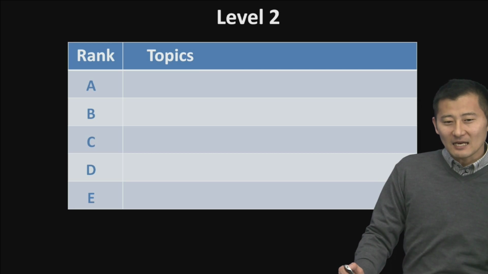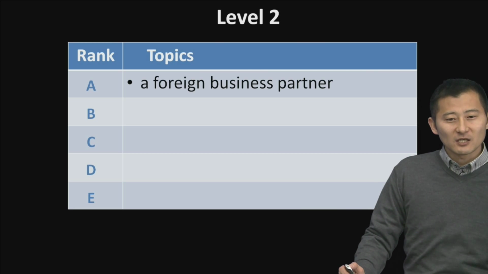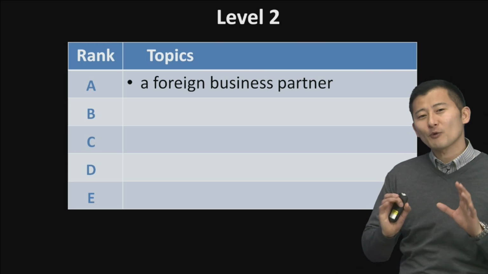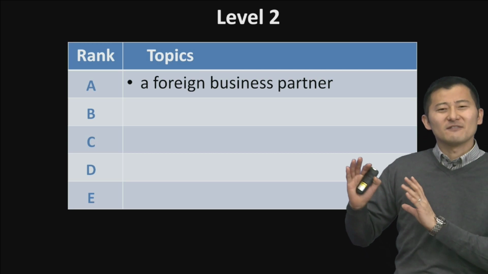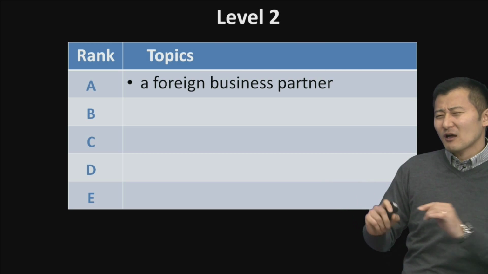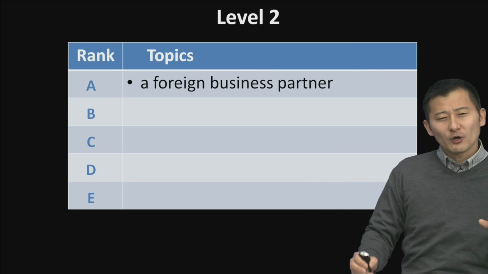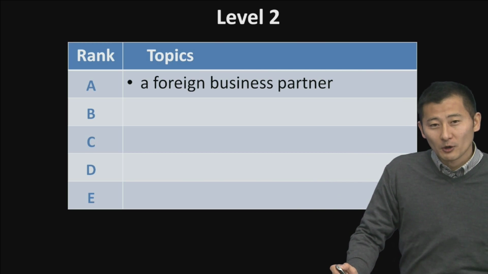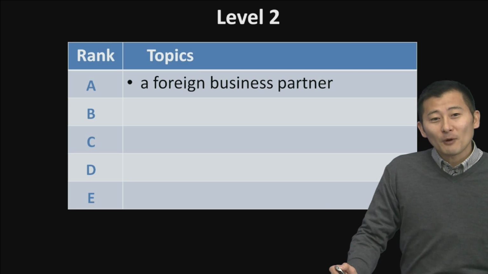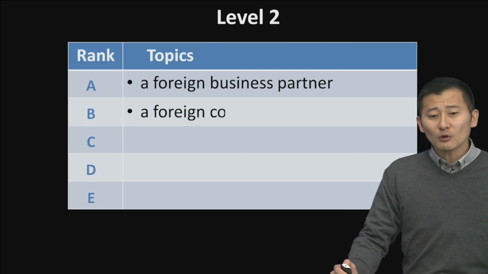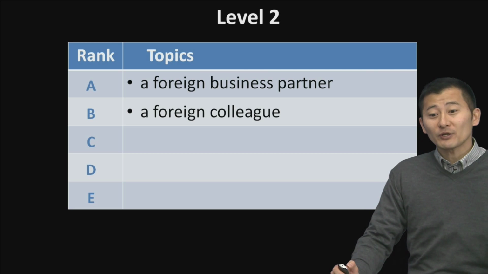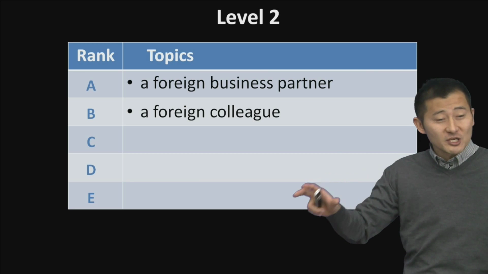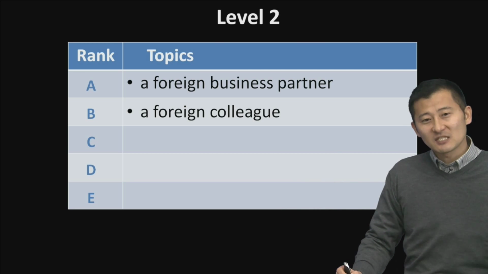In Rank A, we learn how to communicate with a foreign business partner. Imagine you're at a trade show or some sort of business event. Not a customer, not a vendor, not your coworker, but you're meeting someone for the first time. That's your foreign business partner. In Rank B, we will learn how to communicate with a foreign colleague. So if you work for a global company and there are some non-Japanese people in your office, this is perfect.